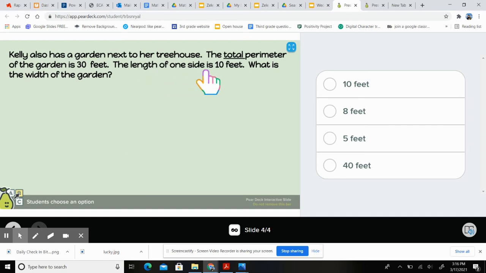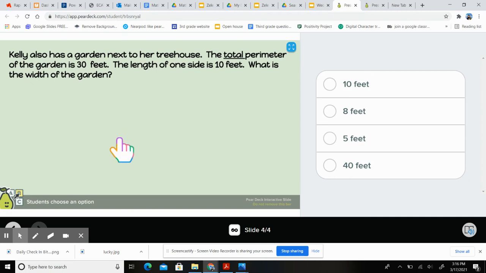It says the length of one side is 10 feet. So on maybe the longest part of your rectangle, I would label it 10. And then on the other side, I would label it 10. Well, that gives us 20. 10 plus 10 is 20. Or you would say 10 times 2 is 20 because two sides are 10 feet.